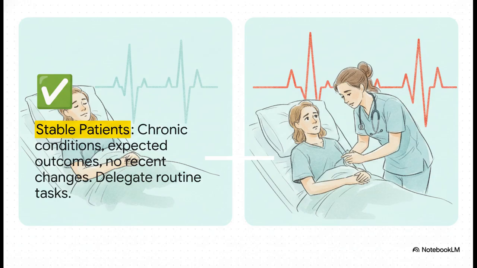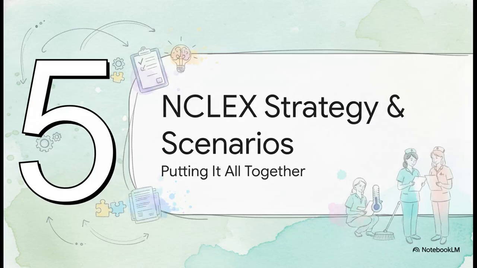A stable patient is predictable. Think of someone with a chronic condition that's well managed, or someone whose outcome is totally expected. There are no sudden changes. An unstable patient, on the other hand, that's a whole different story. This is your new admission, someone with post-op complications, a sudden change in their condition, or funky vital signs. Any little hint of instability means that patient is yours and yours alone. No delegation.